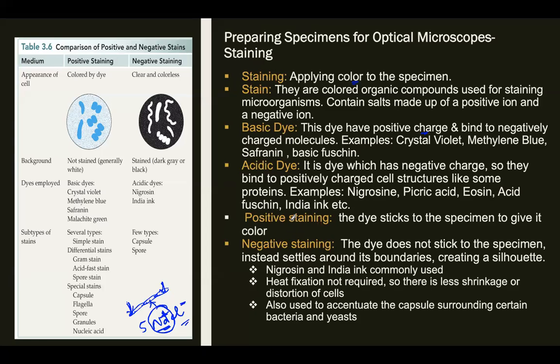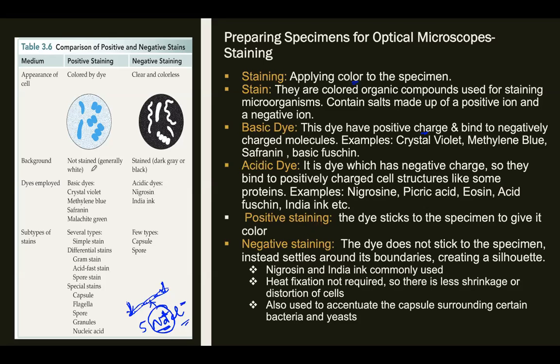Now there are two different types of, so these are all about the staining. Basic dye and acidic dye, those are the staining materials. Now the process, two different ways are there: positive staining and negative staining, like how we give the color.